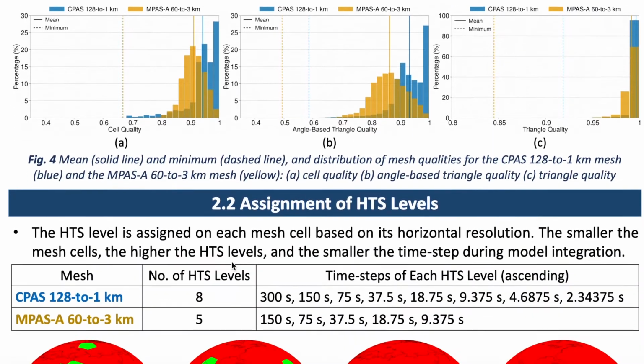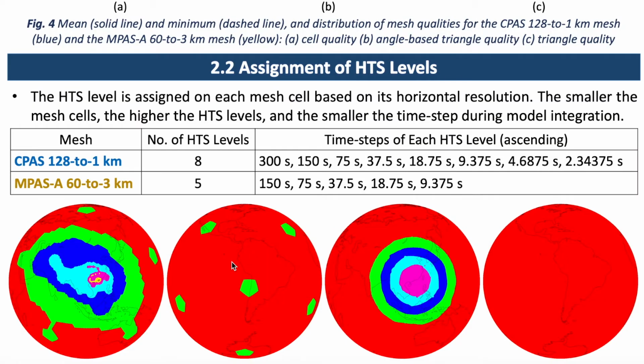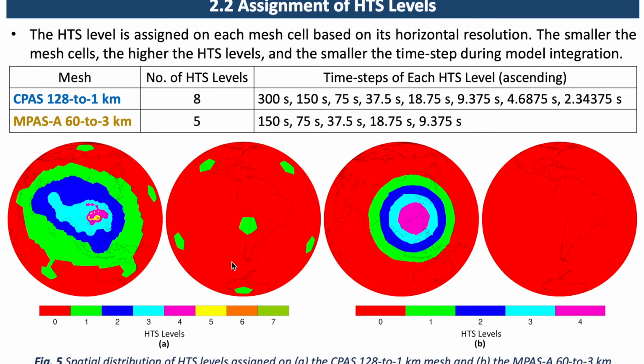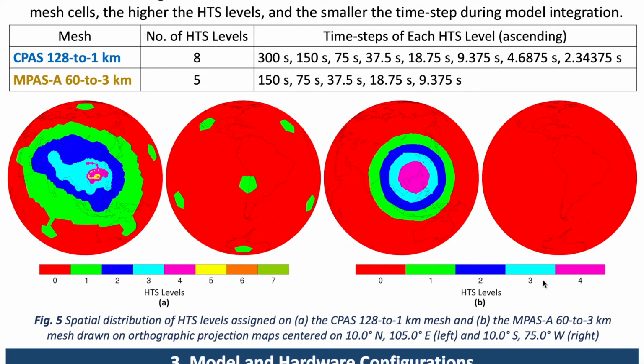On execution time, hierarchical time stepping significantly saves computational load. You can see that we have an assignment of HTS levels for regions around Hong Kong, which is tiny, the yellow one, and the orange and green one inside. It uses small cells and small time steps. And for the rest of the world, like level 0 and level 1, the cells are large and we use large time steps. And this is the case for the standard mesh, and there are fewer HTS levels.